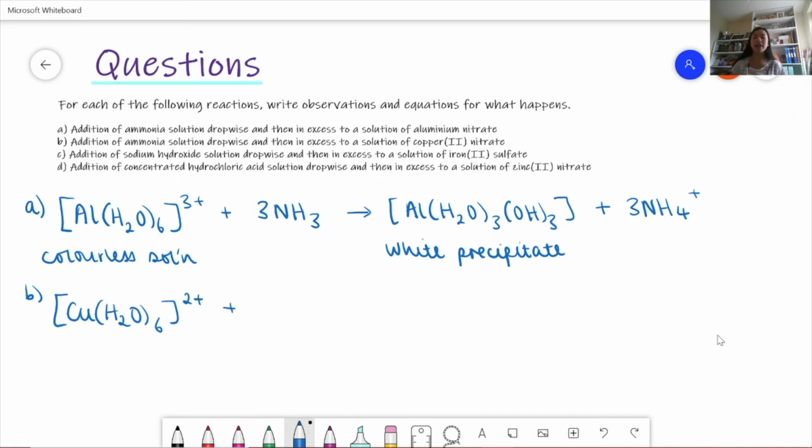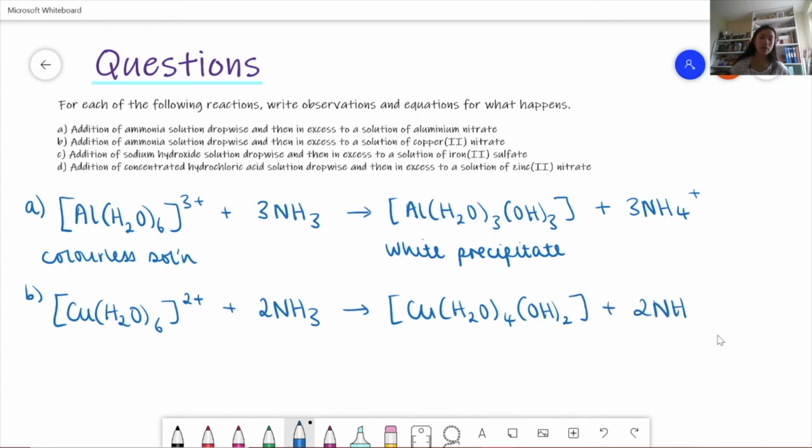And first, ammonia acts as a base, so it takes away some H pluses. So we need 2 ammonias, and this will form a precipitate. So Cu(H2O)4(OH)2, and also the 2 ammonium ions. And so we start off with a blue solution, and we end up with a blue precipitate.